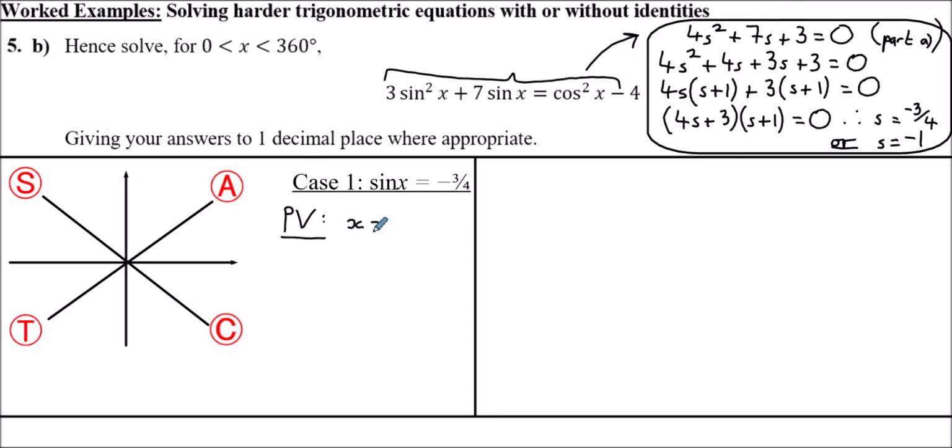So x equals sine minus 1 of minus 3/4, and we got minus 48.6. Now, the range we're interested in here is from 0 to 360, so minus 48.6 is not in range. But the principal value, as ever, is still useful information.